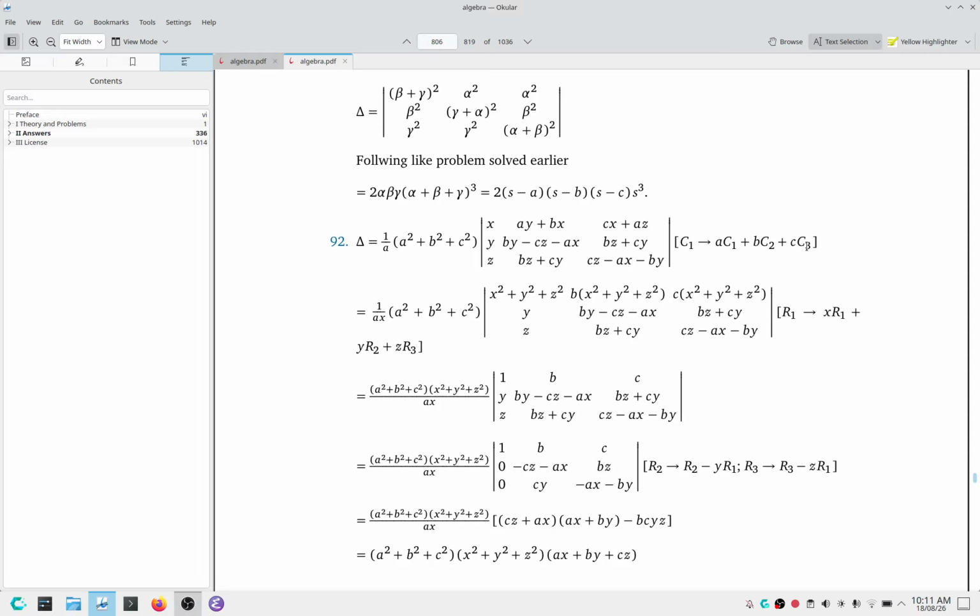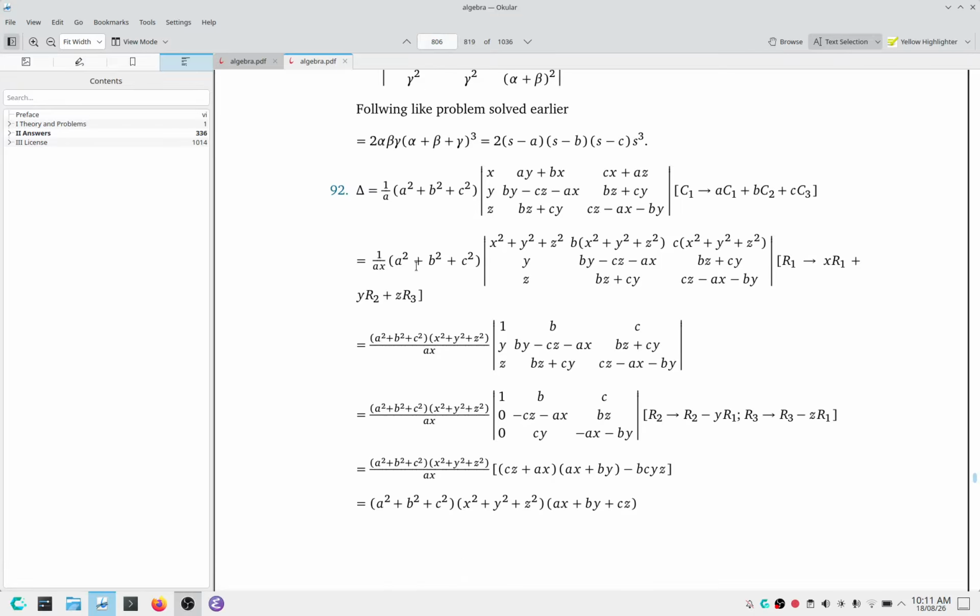And once we do that, our first column would have a square plus b square plus c square, and we take that out. I have another factor xyz which is here, and since we multiplied C1 with a, we divide by that. And once we have this, what we can do is we can say R1 is equal to xR1 plus yR2 plus zR3. So since we multiply R1 with x, we divide by x.